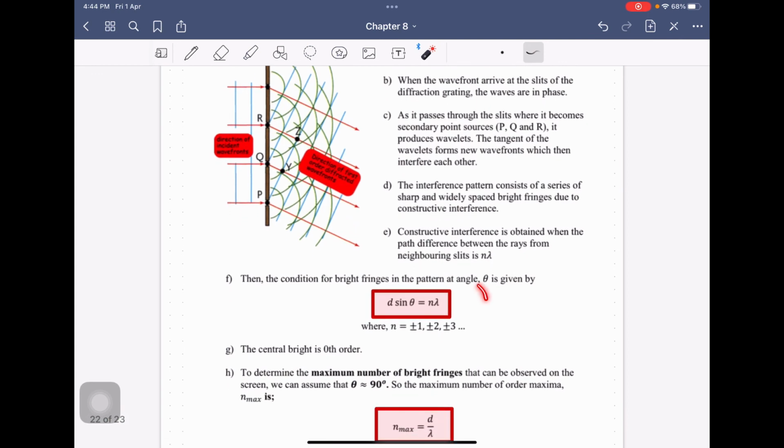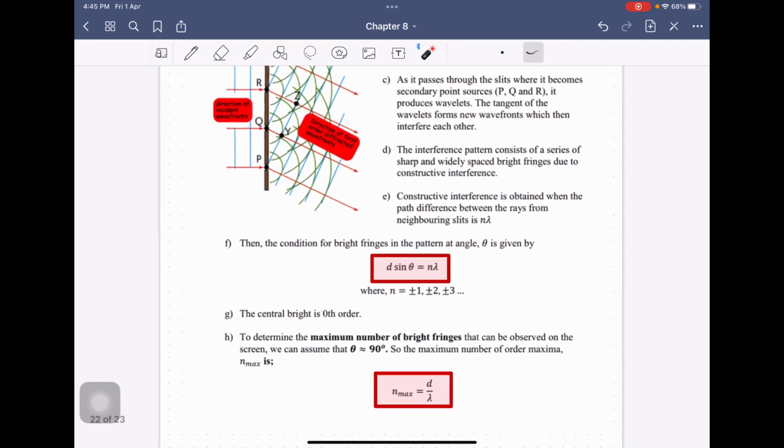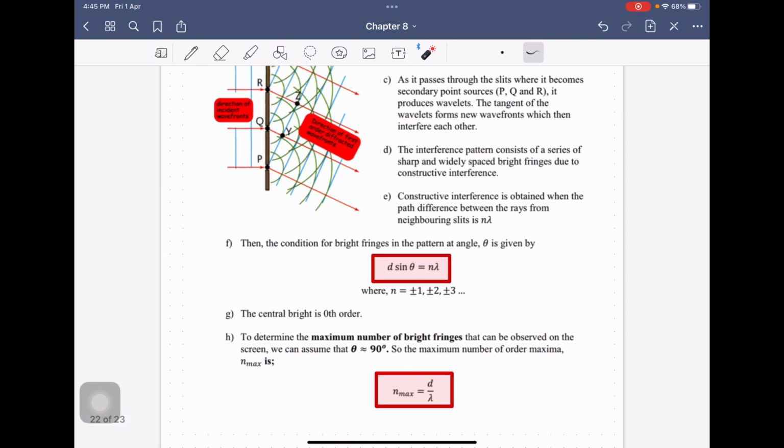Alright, so ini adalah condition for bright fringe in the pattern at angle theta, which is given by D sin theta sama dengan n lambda. Okay, so untuk center bright, the n is equal to 0. Alright, next kita akan lihat the last equation.